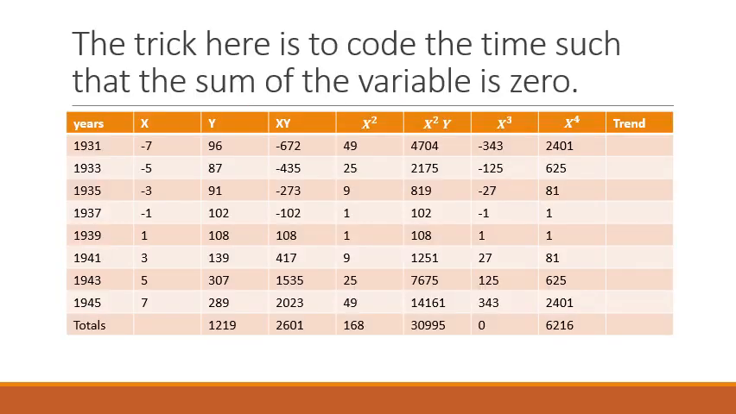Here, the key is to code the variable x like this, so that we have summation x equal to 0. If you manage to do that, your calculation will be easy, because summation x is equal to 0 here, and summation x power 3 is equal to 0 here. You can see that, and these two summations will vanish in the previous slide.